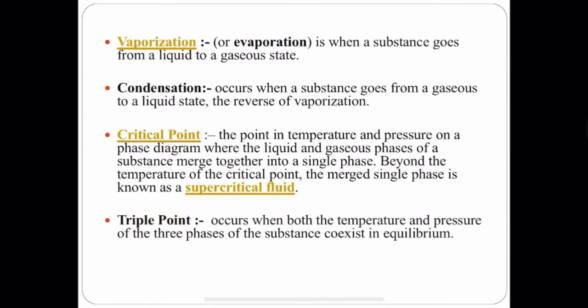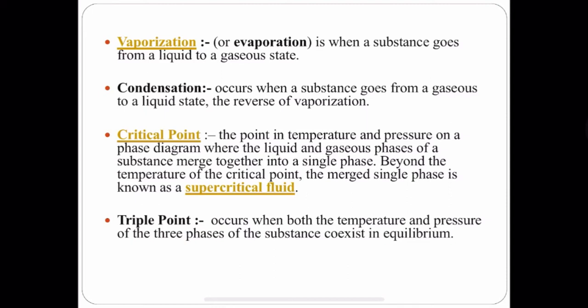Now vaporization, or it is called evaporation. This terminology you all know, and you all use it in your laboratory. So what is vaporization? It is when a substance goes from liquid to gaseous state. Liquid to gaseous. This is called vaporization or evaporation. Now condensation. The substance goes from gaseous to liquid. It is the reverse of vaporization. In vaporization, what was it? Liquid to gaseous. In condensation, gaseous to liquid.